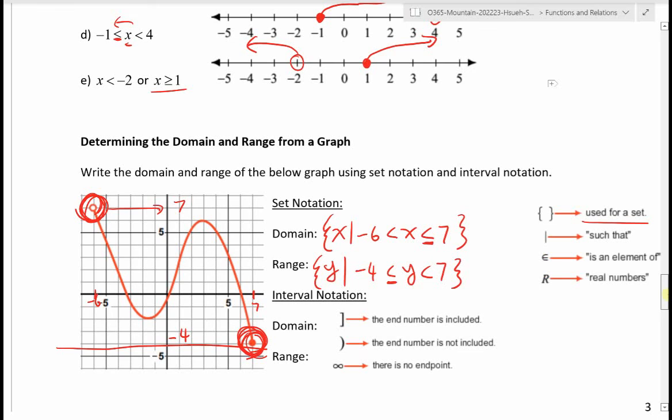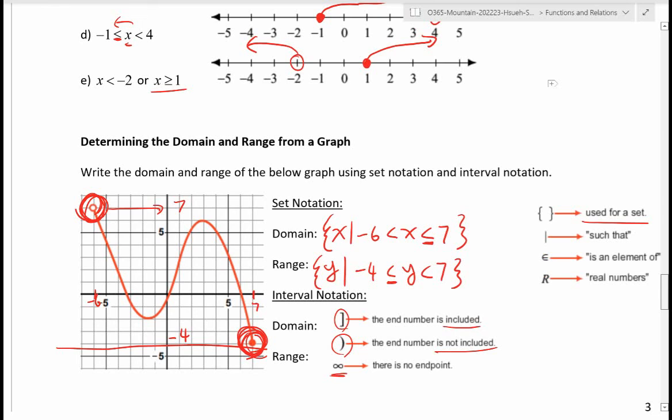For interval notation, we're going to use brackets, and there are two kinds of brackets. One is this kind, and one is this kind. The square bracket means the endpoint is included. The round bracket means it's not included. And you are going to use this infinity symbol.